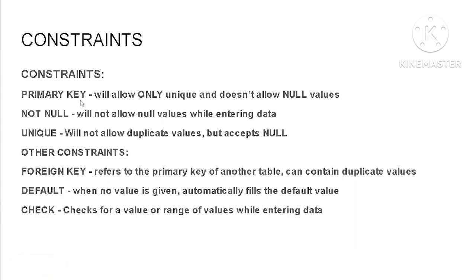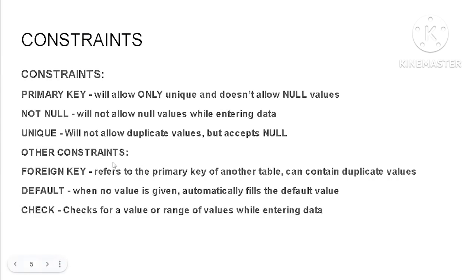Now what is a primary key? A primary key is a field which allows only unique values and you cannot leave a primary key null. Then not null is a field which may not be a primary key but you will not allow null values. What do you mean by that? For example, you have a student name as a column. You will never allow a null value in the student name column. All the students should have a name which should be entered in the database. So you will not allow it to be null. In that case, use the not null constraint.